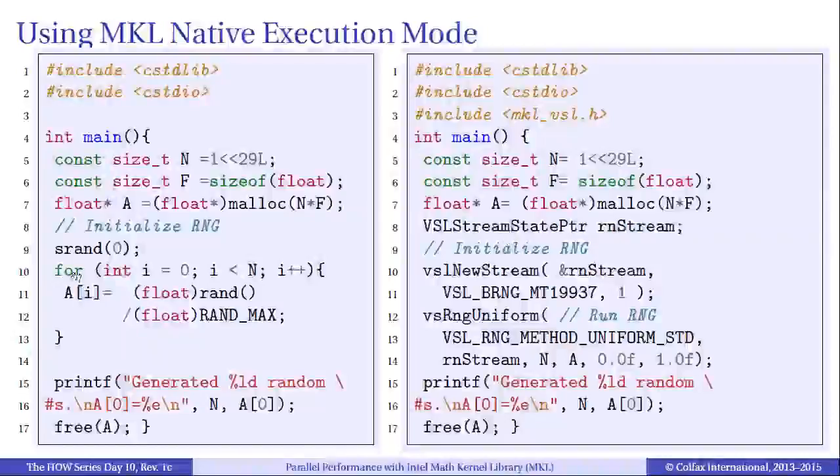But look at what I do. I don't have a loop. I used to have a loop when I called the rand method. Now I don't have a loop. Instead of a loop, I initialize the random number generator, and then I call a single function, VSRNG_uniform, meaning run the random number generator, and to this function I feed the array and the size of the array.